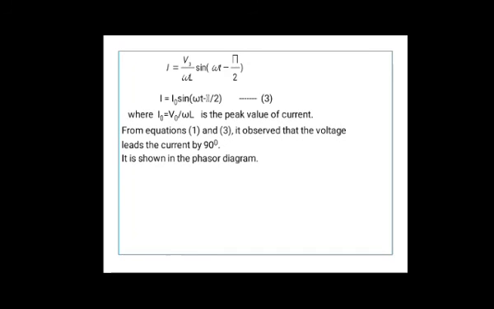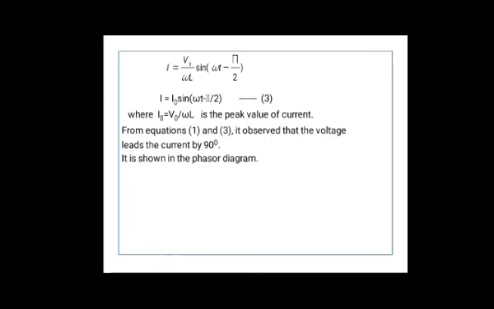Where I naught is V naught divided by omega L, which is the peak value of current. What is equation 1? V is equal to V naught sin omega t. What is equation 3? I is equal to I naught sin omega t minus pi by 2. So we get a pi by 2 extra term. By seeing equation 1 and 3, we can conclude that the voltage leads the current by pi by 2, or the current lags the voltage by pi by 2.